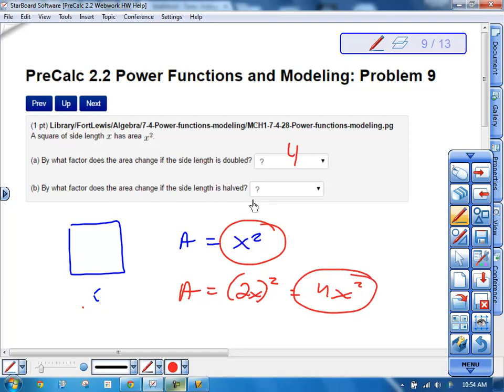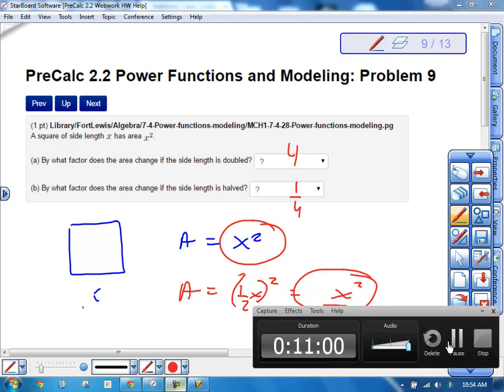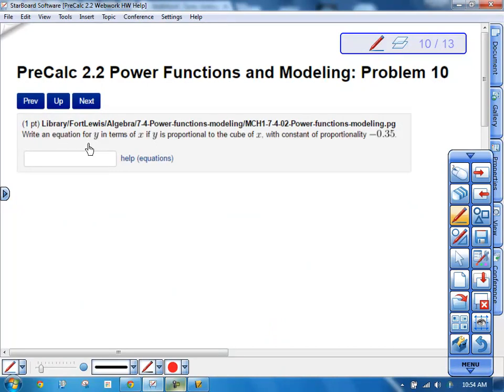And then what factor is area change if the side length is cut in half? Well, that'd be the same thing, only this time you'd have 1/2 x squared, which would lead to x squared over 4, so it's 1/4 as much. Next problem wants to write an equation for y in terms of x. It says y is proportional to the cube of x, and then it gives us the constant of proportionality is -0.35. So if you enter that in, that should work.